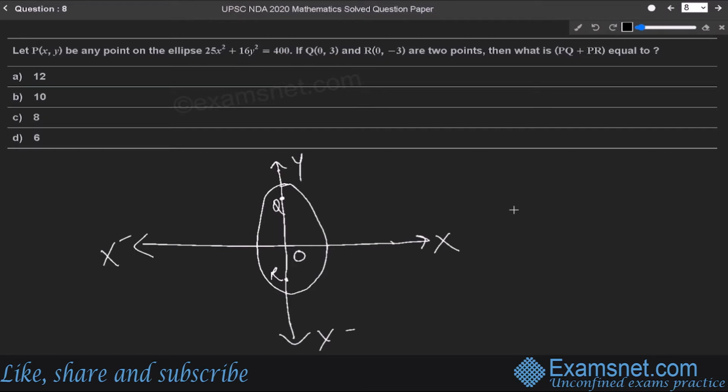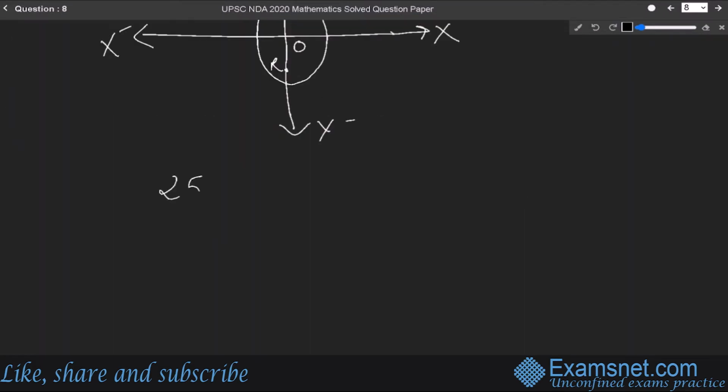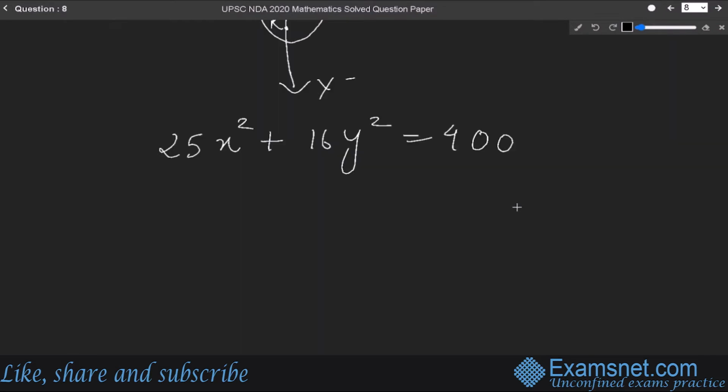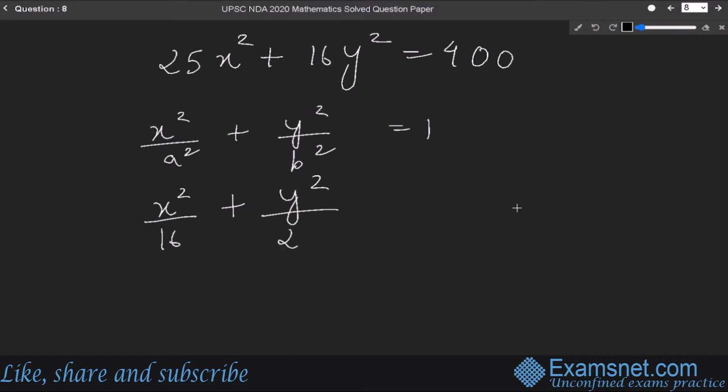Now the equation of the ellipse given in the question is 25x square plus 16y square equals 400, and we know the equation in conic sections is x square upon a square plus y square upon b square equals 1. So writing this in this form, it will be x square upon 16 plus y square upon 25 equals 1. Here a square is 16 and b square is 25.